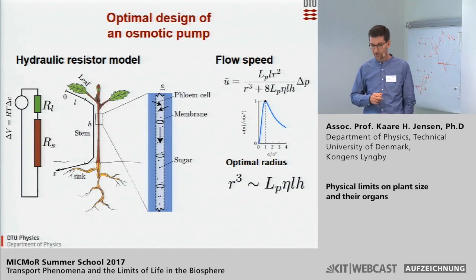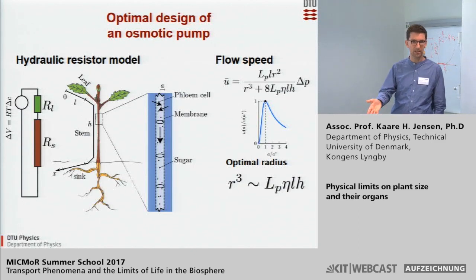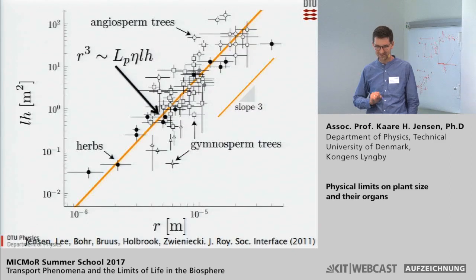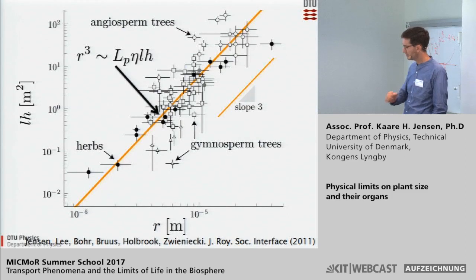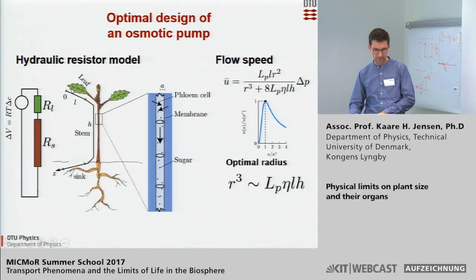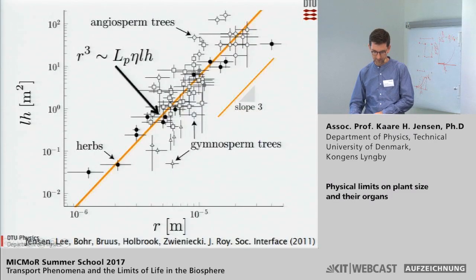Okay. So now the question is, do plants know about this? And it turns out they do. Here I plot the radius, which we measured on these Phloem tubes, and here I plot the length of the leaf multiplied by the size of the plant, essentially these parameters, size of leaf and height of plant. And you see that they fall more or less along this line. So there are some outliers.